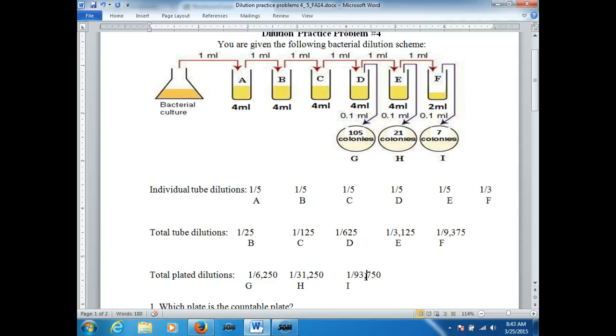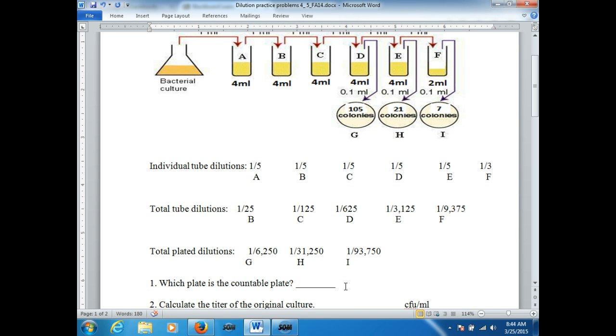Which plate is countable? G, right? Because it's in the range of 30 to 300. That's why we couldn't use the other two plates, because they're too few, too few to be statistically accurate.